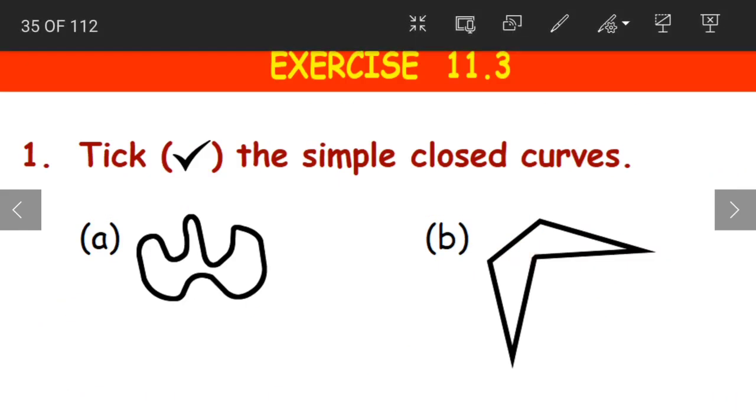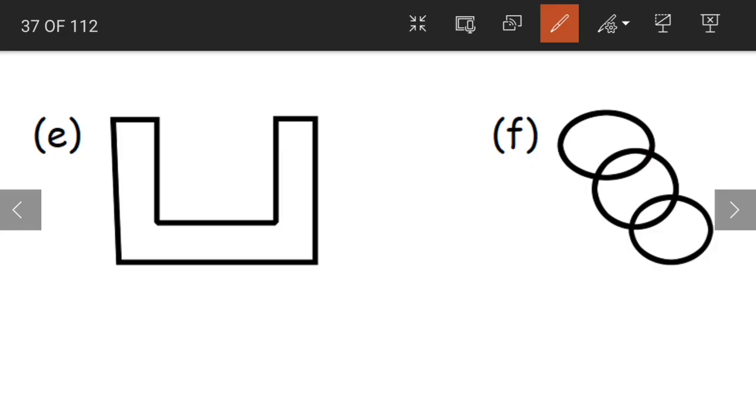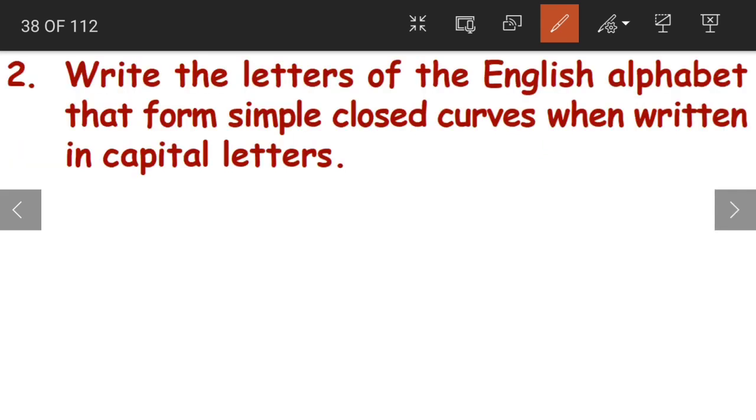Now tick the simple closed curve. Is A a simple closed curve? Yes, the curves are not crossing. Even B is also a simple closed curve. Now coming to C, here the curves are crossing. So this is not a simple closed curve. Even in figure D, the curves are crossing at 2 points. So this is also not a simple closed figure. Now coming to E, yes, E is a simple closed curve. Whereas F is not a simple closed curve because they are crossing at many points.